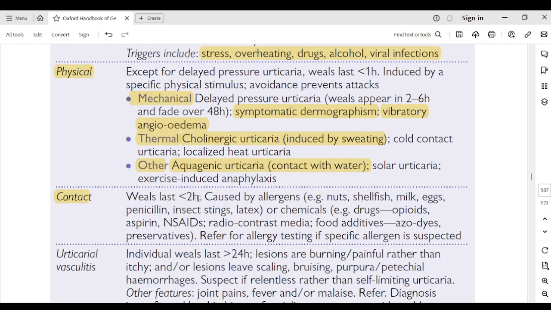Contact urticaria: wheals lasting less than 2 hours, caused by allergens, for example nuts, shellfish, milk, eggs, penicillin, insect stings, latex, or chemicals like drugs, opioids, and aspirin, NSAIDs, radio contrast media, food additives, azo dyes, preservatives. Refer for allergy testing if a specific allergen is suspected.